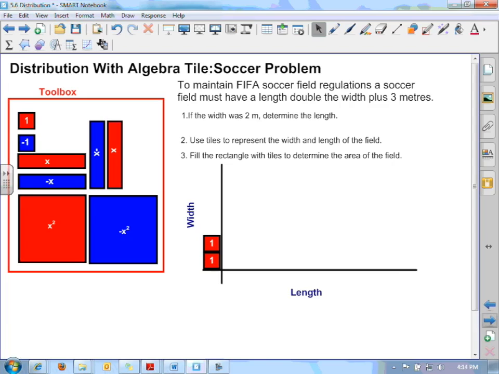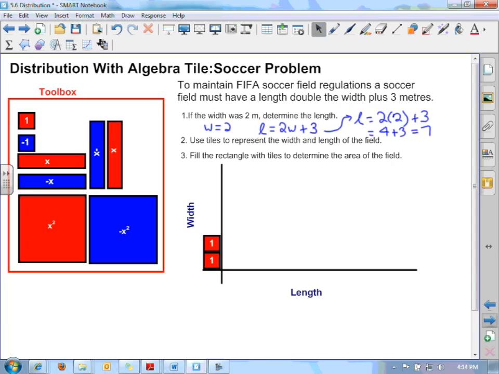So if the width is 2 meters, what happens to the length? The length has to be double the width plus 3 meters. So in this case, the length is 2 times the width, which is 2 meters, plus 3. So our length is going to be 4 plus 3, which gives us 7.